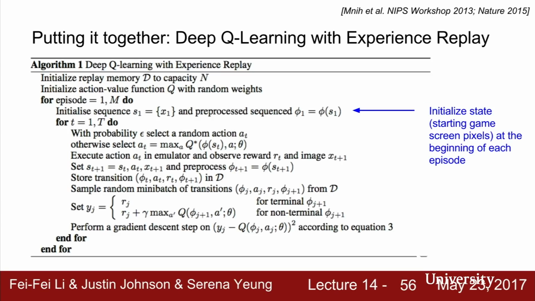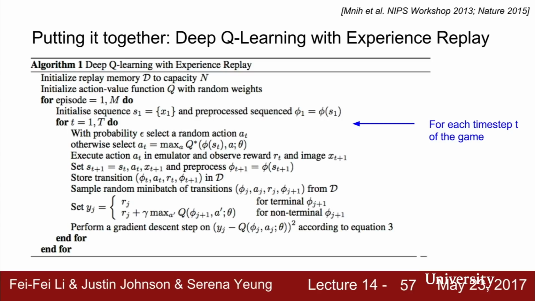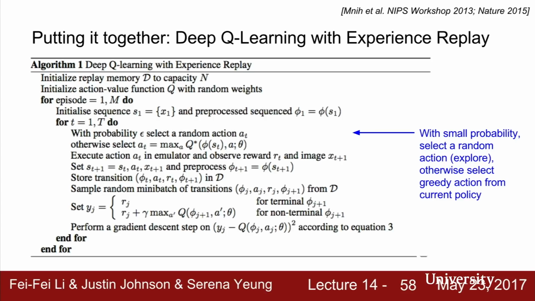Then we're going to initialize our state using the starting game screen pixels at the beginning of each episode. And remember, we go through the pre-processing step to get to our actual input state. Then for each time step of the game that we're currently playing, with a small probability we're going to select a random action. One thing that's important in these algorithms is to have sufficient exploration, so we want to make sure that we are sampling different parts of the state space, and otherwise we're going to select the greedy action from the current policy.